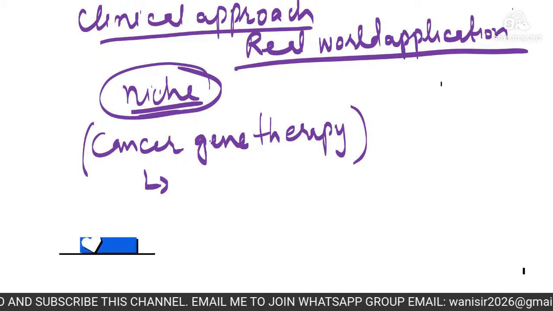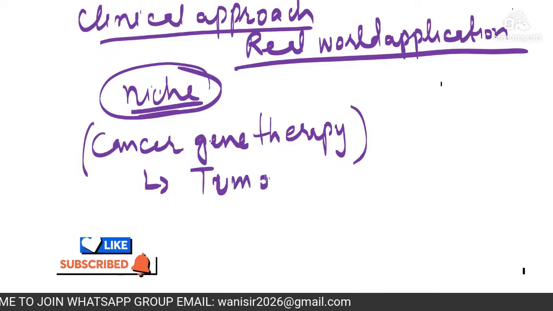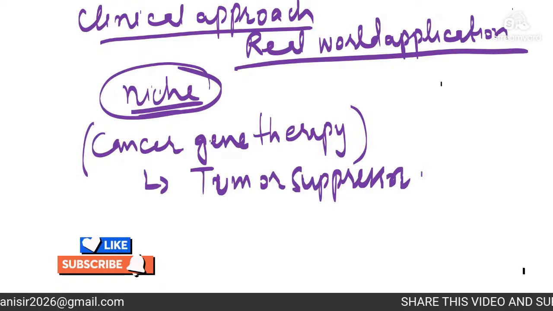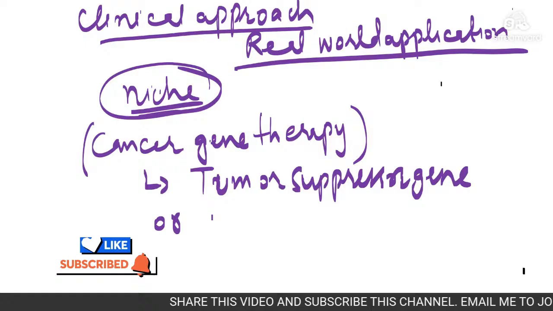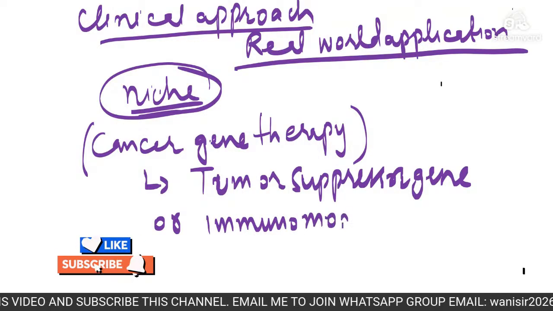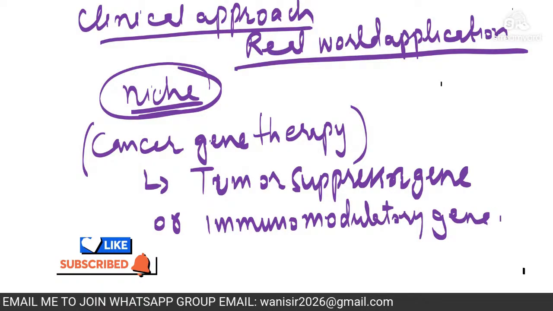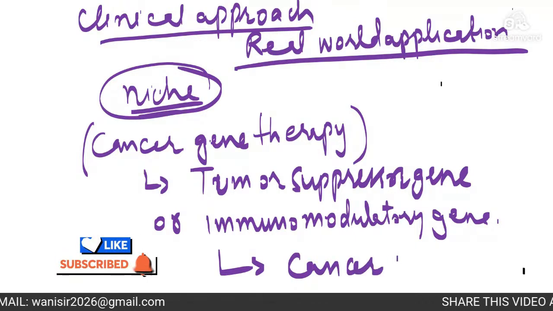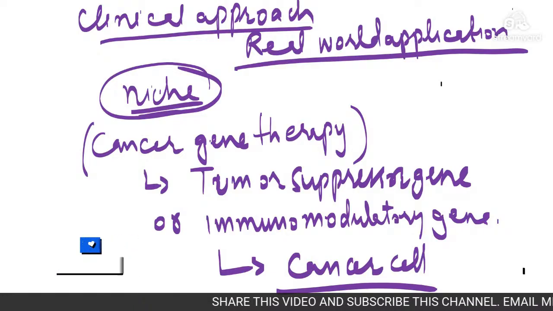What needs to be done? We have tumor suppressor genes and immunomodulatory genes that need to be transferred inside the cancer cell. That means they will reach the cancer cell and suppress its activity. For example, the P53 tumor suppressor gene.